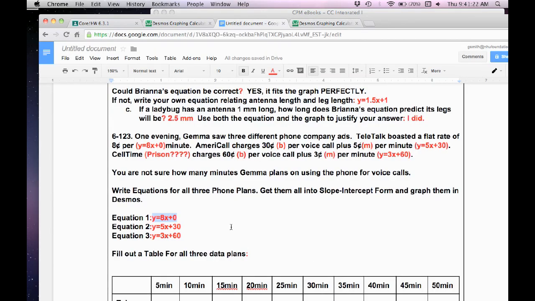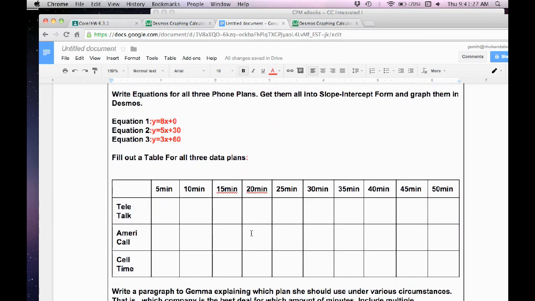Okay, fill out a table for all three data plans. All right. Well, at 5 minutes, is it x equals 5? Equation 1, 8 times 5 is 40 cents. 8 times 10 would be 80 cents. 8 times 15 would be $1.20. And so it's going up by 40 every time, right? So it's not too hard to do.